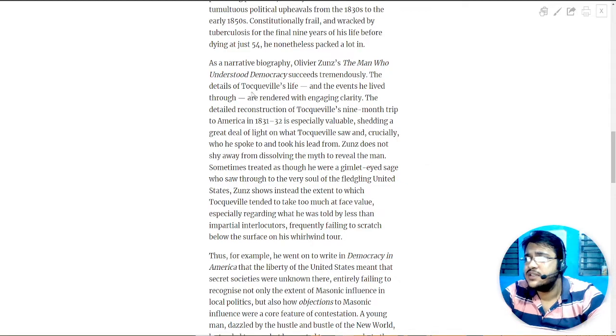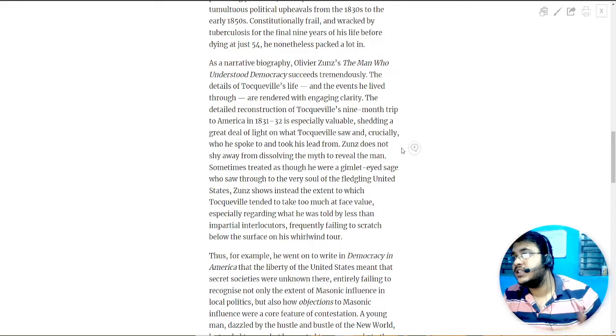And yeah, he gives details of Tocqueville's life and the events he lived through, and renders with engaging clarity the detailed reconstruction of Tocqueville's nine-month trip to America in 31 and 32, especially valuable, shedding a great deal of light on Tocqueville's sources and crucially who he spoke to and took his leads from.